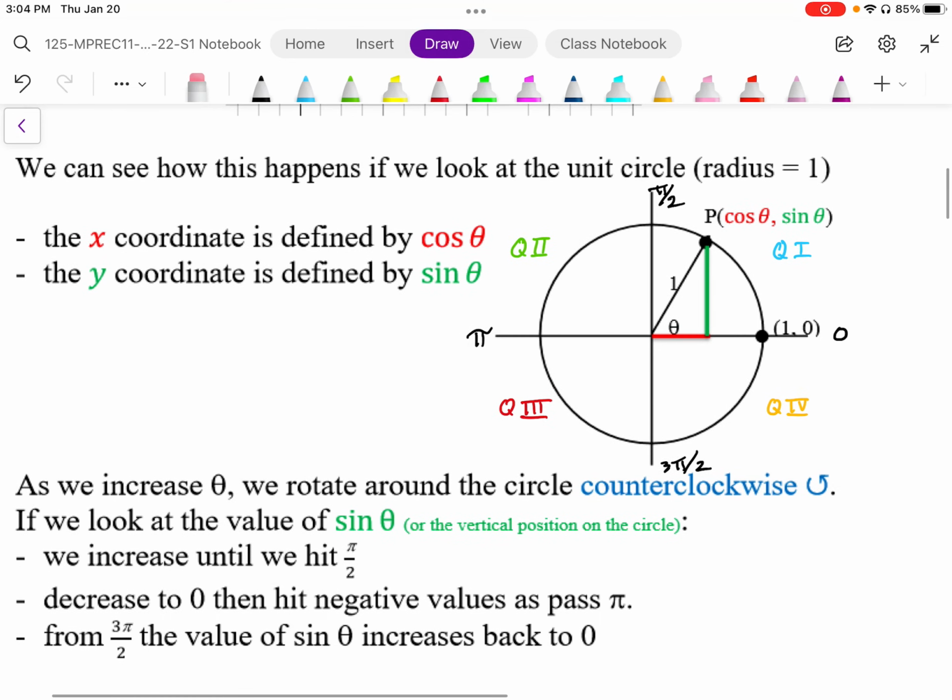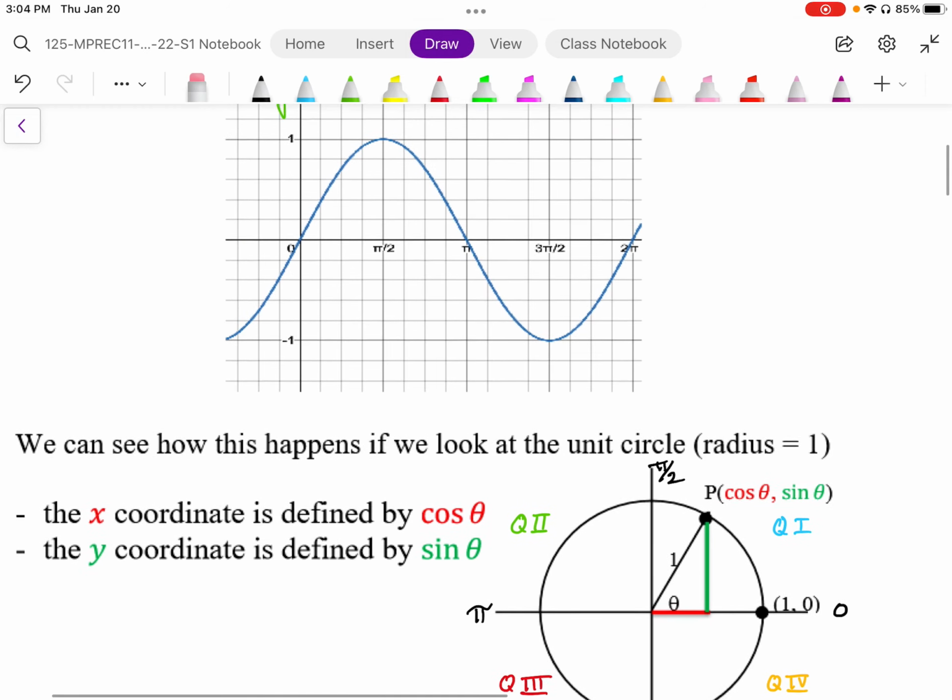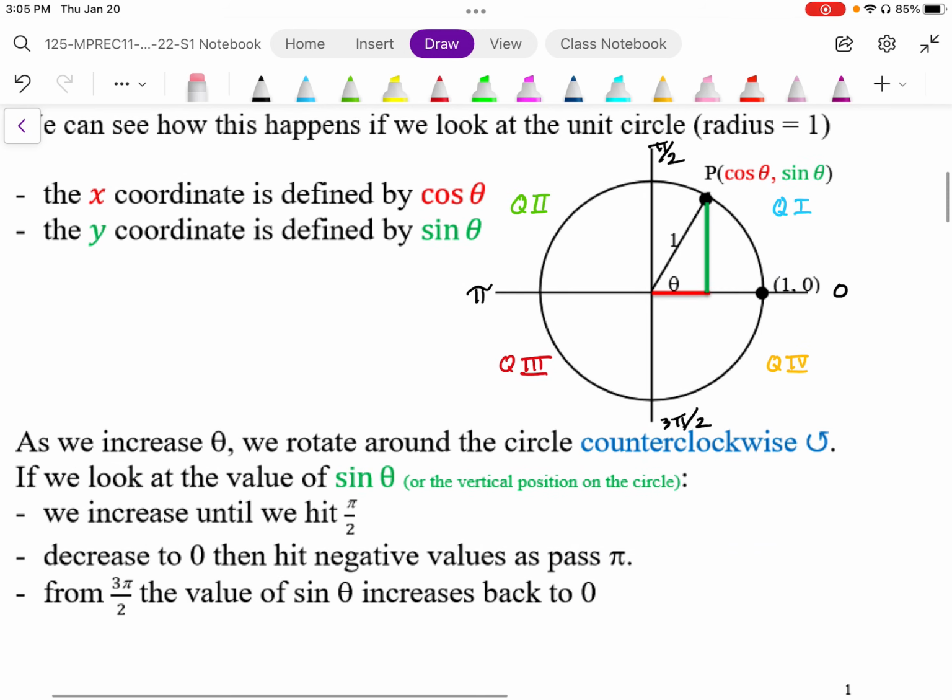So what's happening then? As we increase the angle, as we rotate counterclockwise, we're going to generate sine values. So we're going to start with a sine function, and we're going to see how we come up with this curve. So we're going to look at the y values as we go around the circle.